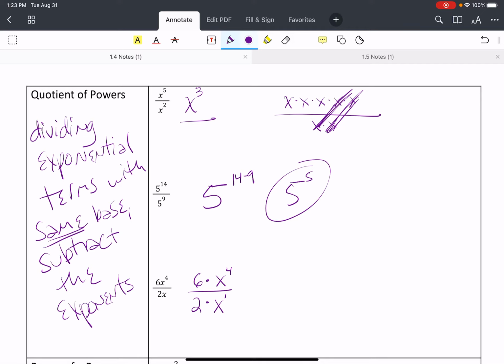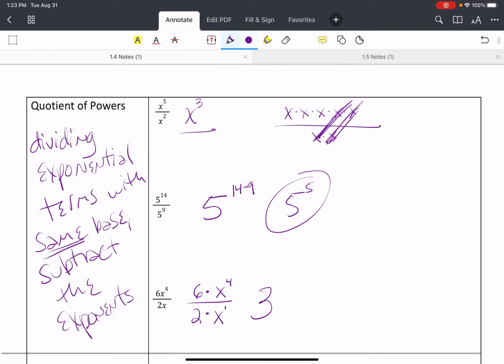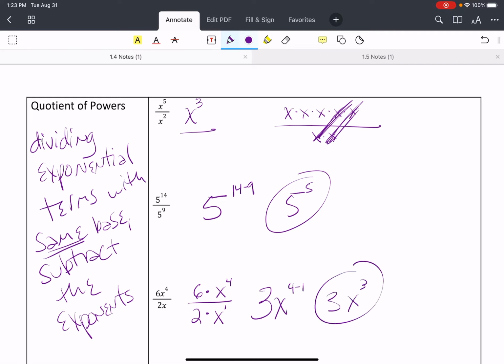How would I simplify 6 divided by 2? It'd be 3, right? You literally just divide it. If I asked you to simplify 6 divided by 2, it would be 3. But then these are the same base, so I can then subtract their exponents. So 3x cubed.